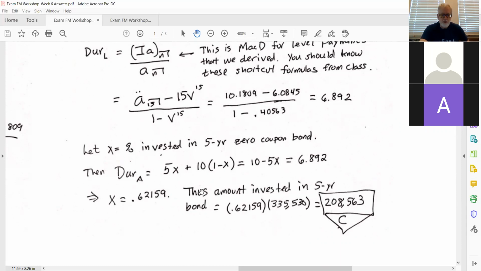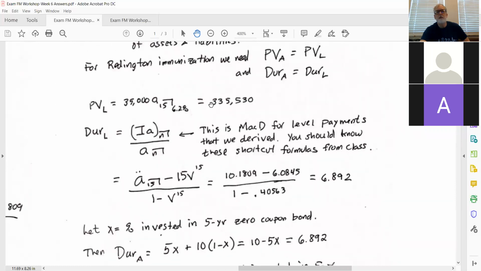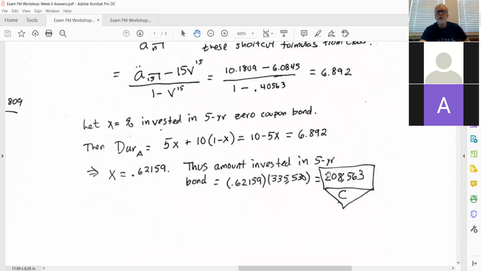And since the question is how much was invested in the 5-year bond, well, now we know that we need 0.62159 of the present value of the liabilities. So we would need to put in 208,563, which is answer C, which is 208,600.